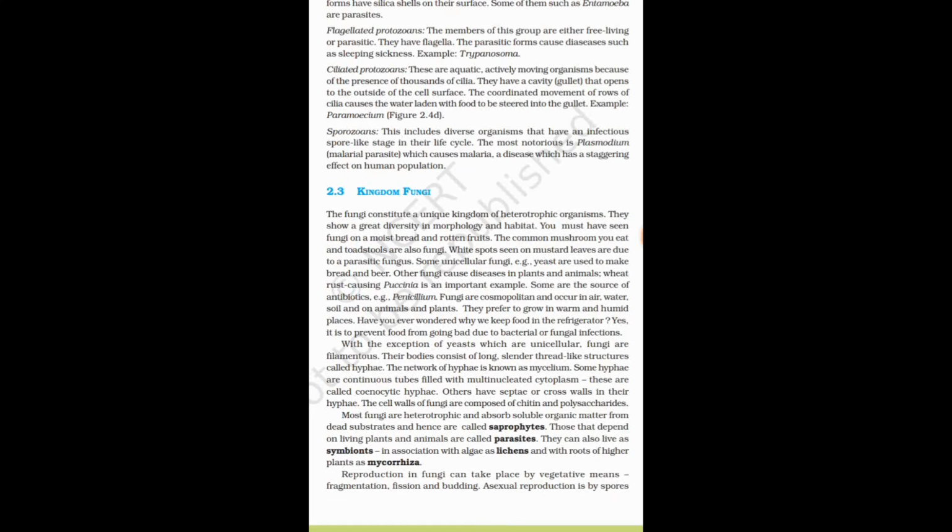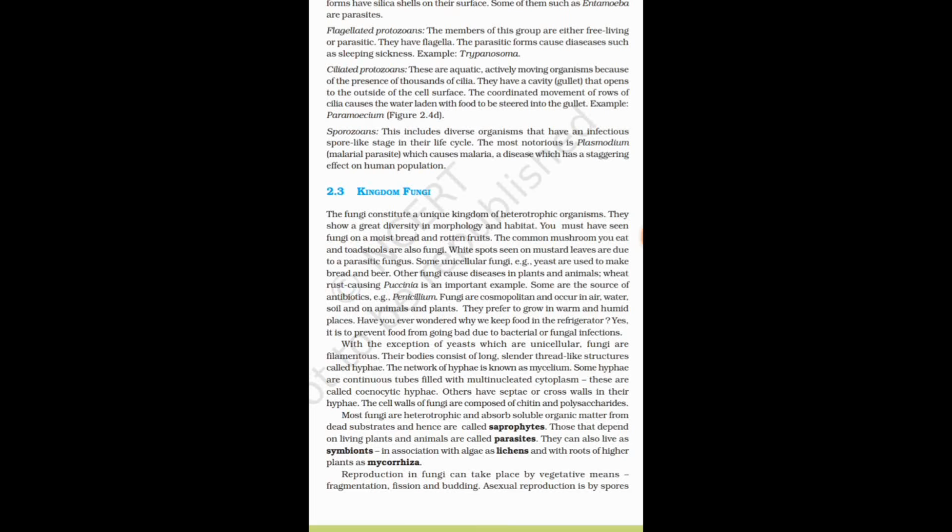Most fungi are heterotrophic and absorb soluble organic matter from dead substrates and hence are called saprophytes. Those that depend on living plants and animals are called parasites. They can also live as symbionts, in association with algae as lichens and with roots of higher plants as mycorrhiza.